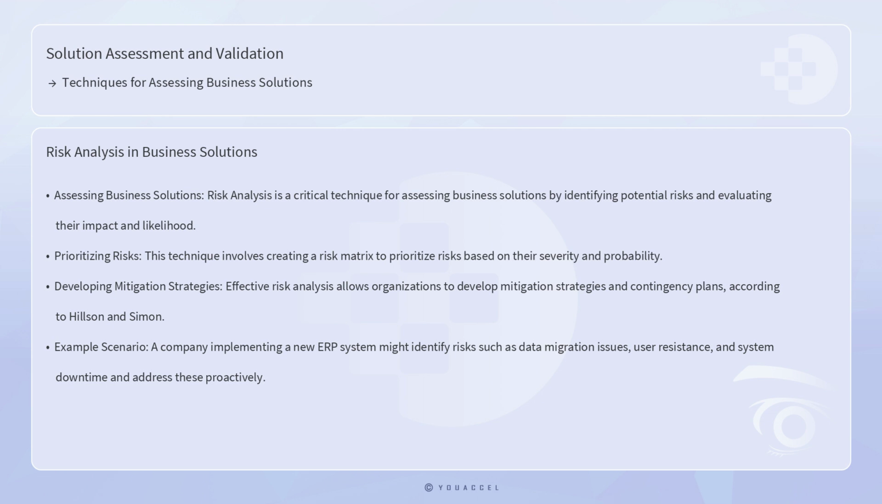For instance, a company implementing a new enterprise resource planning system might identify risks such as data migration issues, user resistance, and system downtime. By proactively addressing these risks, the company can reduce the chances of project failure and ensure a smoother transition.